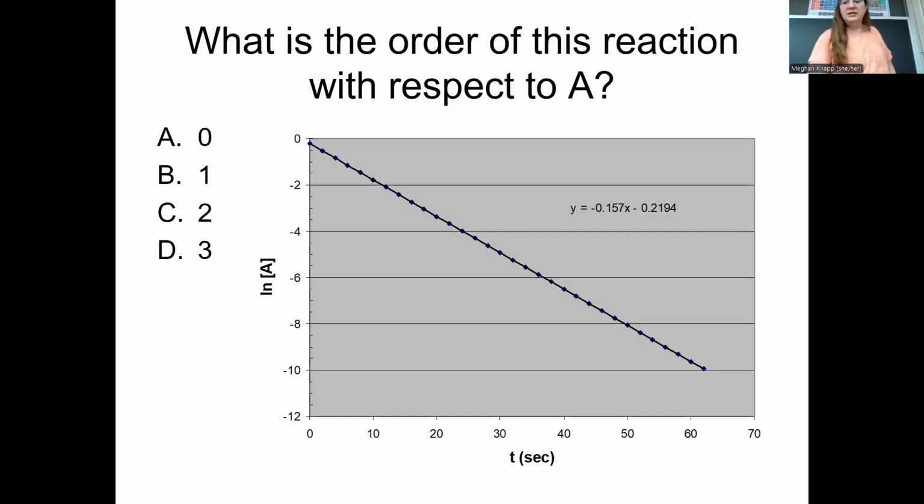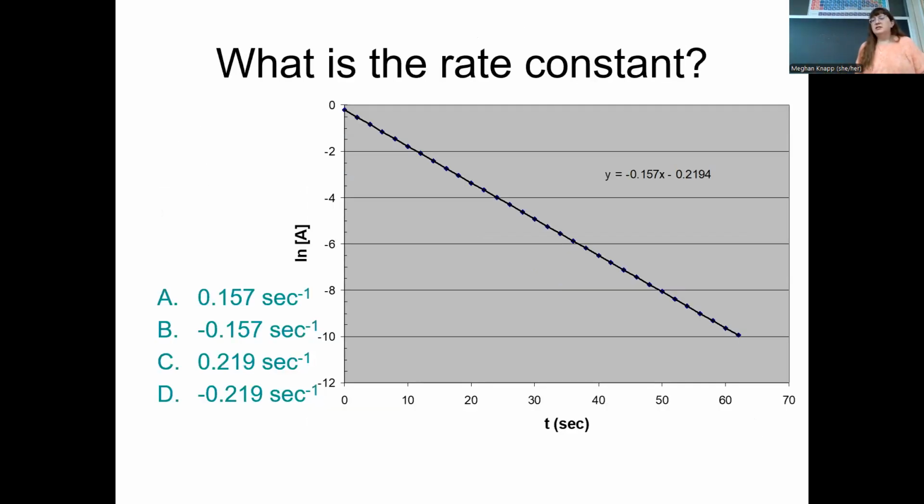So what is the rate constant? We've got four options there. It's somehow related to those two numbers, those options. If you think it is A, you're going to show me one finger. If you think it's D, you're going to show me four fingers. Yeah, just going to look at the slope and make it positive. 0.157 is our rate constant there.